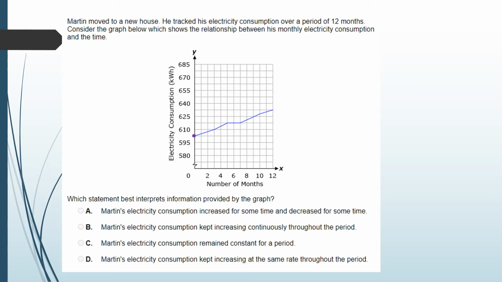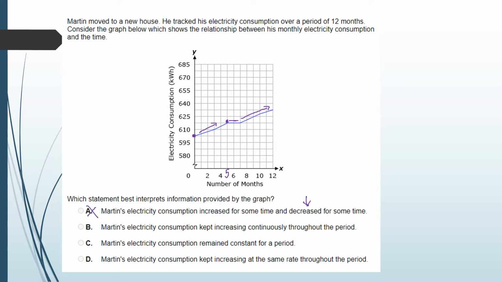Then his electricity usage went up until, at 5 months here, it kind of plateaued, and then it went up again. So let's see what statements these show. Martin's electricity consumption increased for some time and then decreased for some time. Well, I never saw it go down. Decreased means down, and his graph never went down. So I'm going to say that's not it.